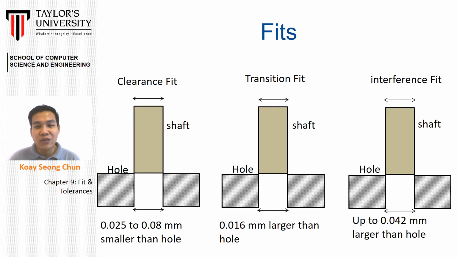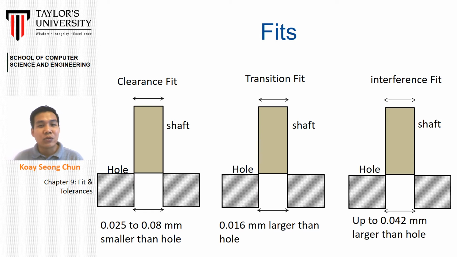So let's say I give you an example, like we have a shaft and a hole. For clearance fit, the value of the clearance must be a positive value. Means the shaft needs to be slightly smaller than the hole. So if it is slightly smaller than the hole, your shaft and the hole can easily go in and out. So in between the shaft and the hole, they will have a small value of the allowance.